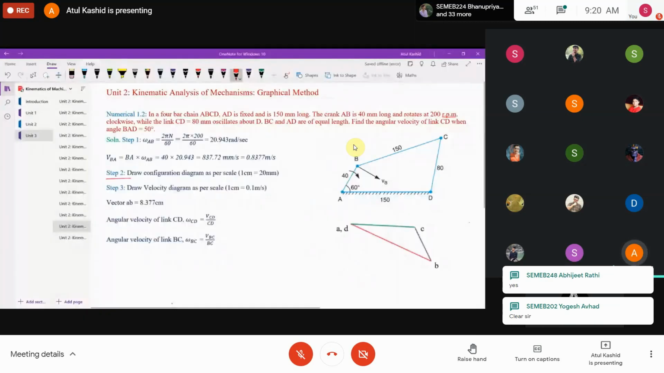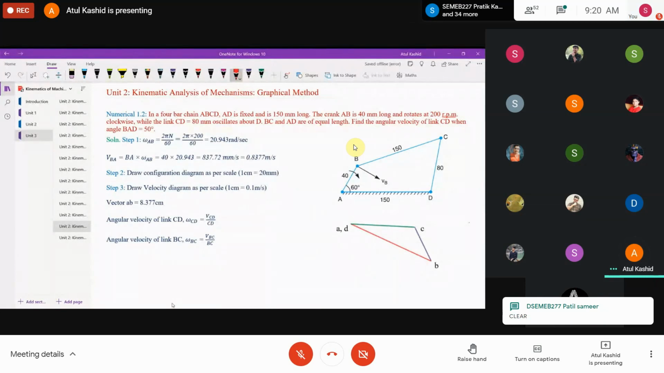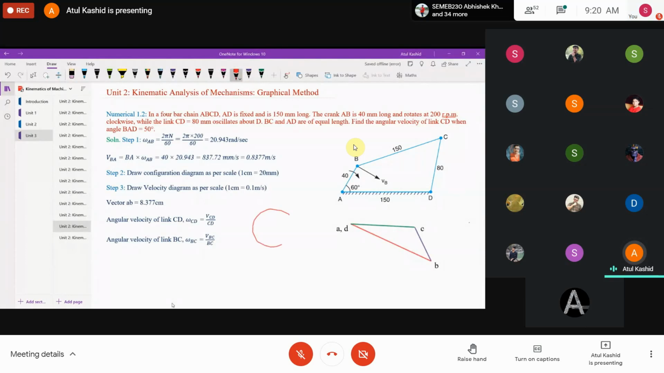Okay, now I don't think any problem is there with the configuration diagram, right? Now we have to go for the velocity diagram, right? And believe me, if you understand these things, like for example, I told you that if a particle is moving along a circle, it is going to move along a circle. That means at any instant, if I want to find the velocity, it will be tangent to the circle, right? So this is velocity. If this is the particle A, this is the velocity of A, right?